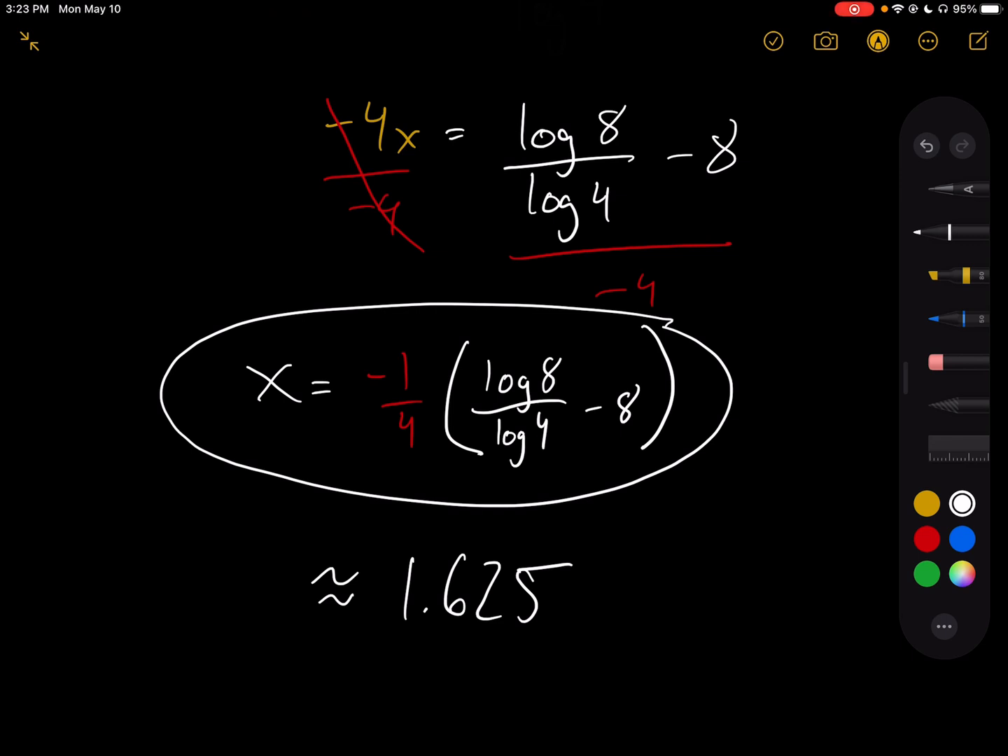So sort of maybe an answer. Maybe it means something to you. Maybe it doesn't. But again, unless you have a graphing calculator, we probably want to leave our final answer as what you see above there.